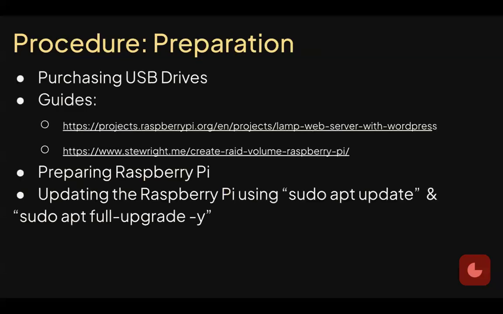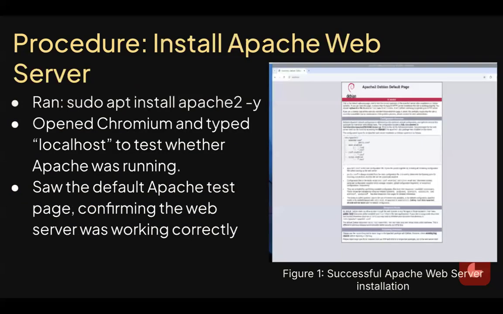For my project, I followed two main guides: the Raspberry Pi LAMP server with WordPress tutorial and Stays Right's RAID 1 setup guide. I started by buying two 32 GB USB drives, then updated my Raspberry Pi so everything was fresh and ready for installation. I first installed Apache using the package manager and this sudo command. Once it finished installing, I opened Chromium and typed localhost, and the default Apache test page showed up. That confirmed the web server was running correctly.